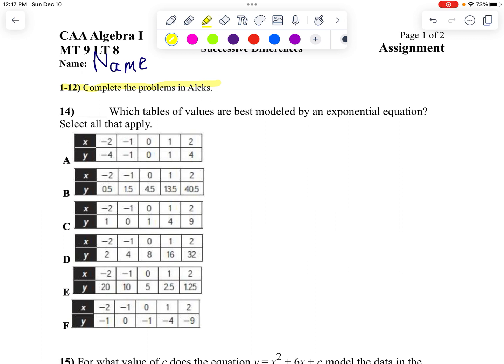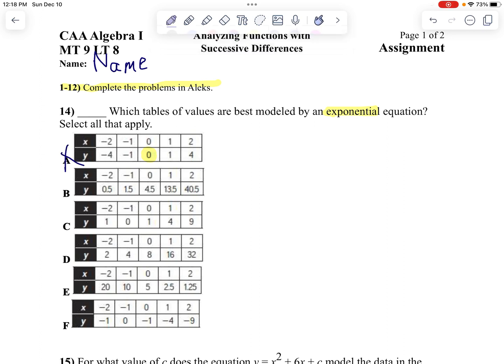Okay, in question 14, which of the tables would best be described as exponential? In other words, I want to multiply the common differences to see that. Now, we got a problem here with the first one. Notice, if I got 0 here, there's no way that's going to be exponential because I can't multiply 0 by anything to get anything other than 0. So A is not exponential.